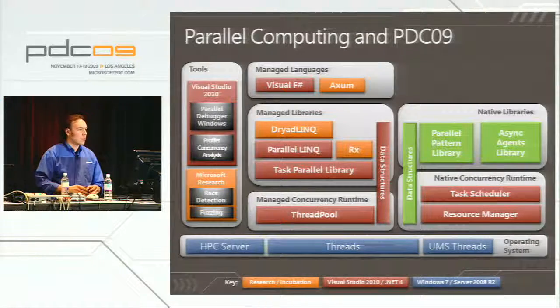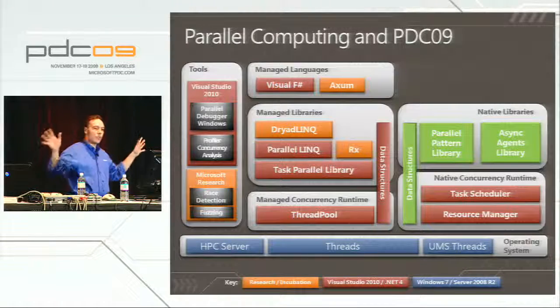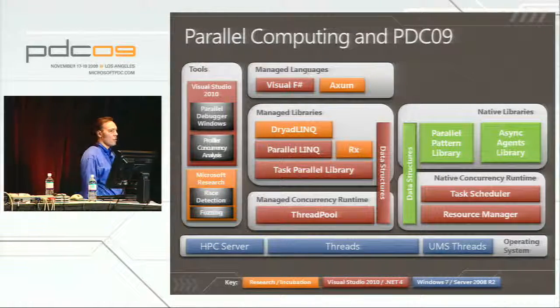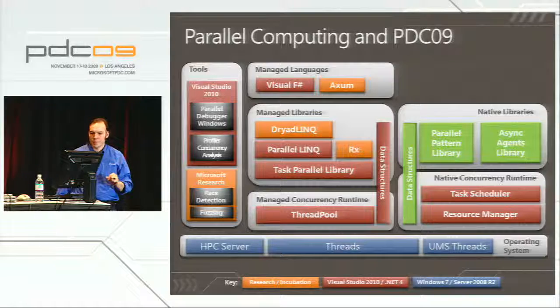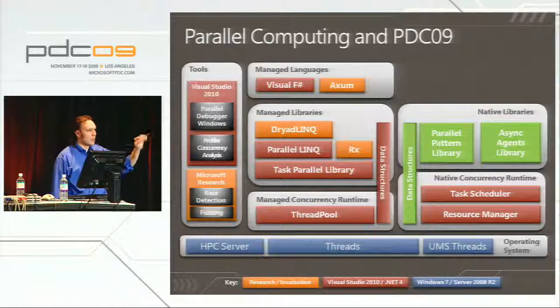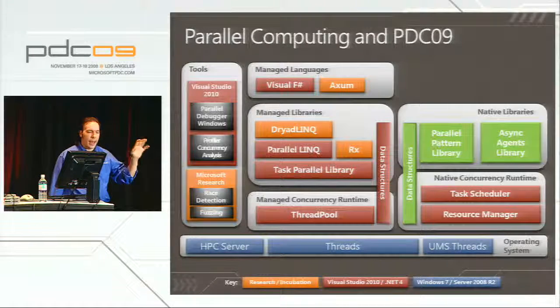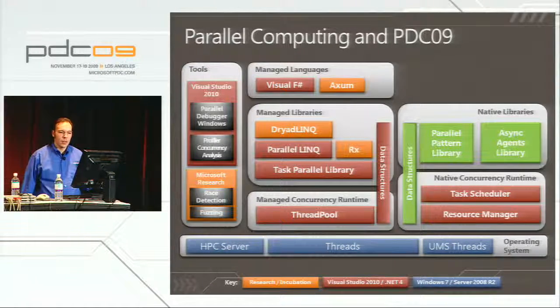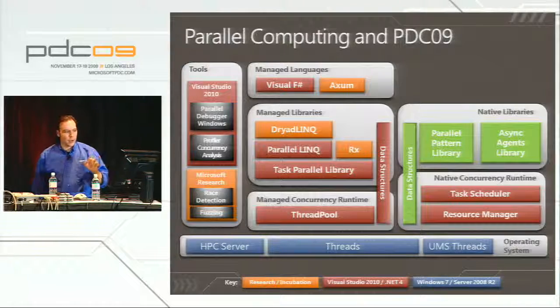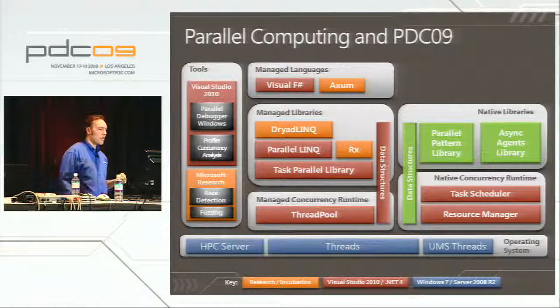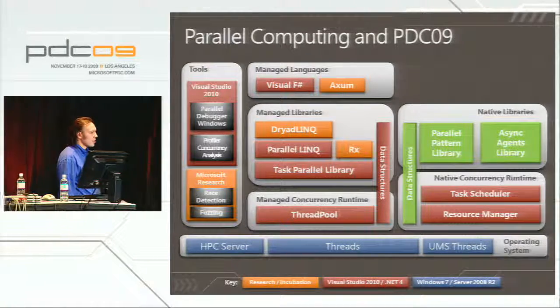Great. And so just to sort of ground things out, this is what Visual Studio 2010 looks like as far as parallelism is concerned. We have a very rich managed library. We've got some incubation work with Axum, with Visual F#. We've got some managed libraries, Parallel LINQ, the Task Parallel Library. There's a very rich set of managed data structures. This is all in .NET 4.